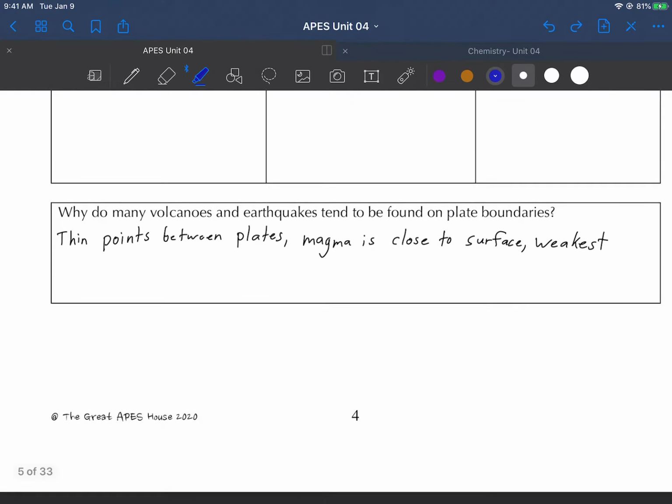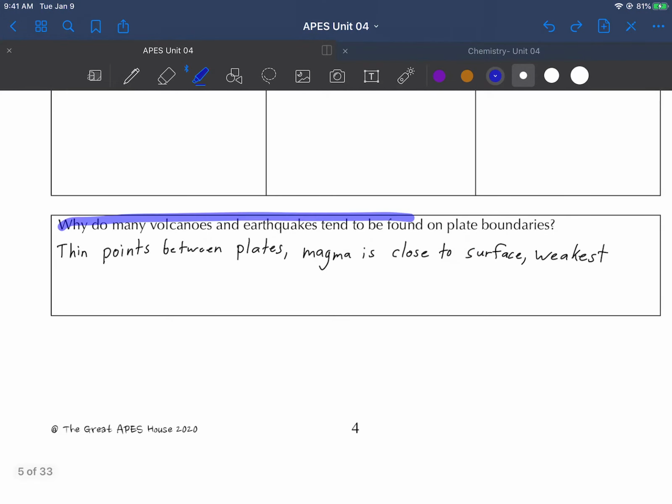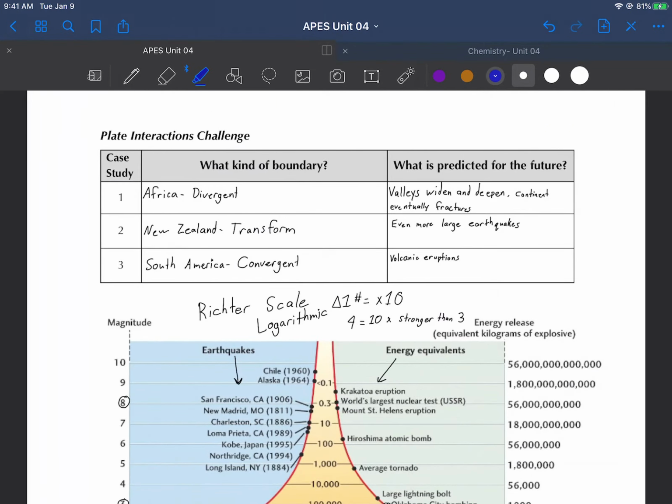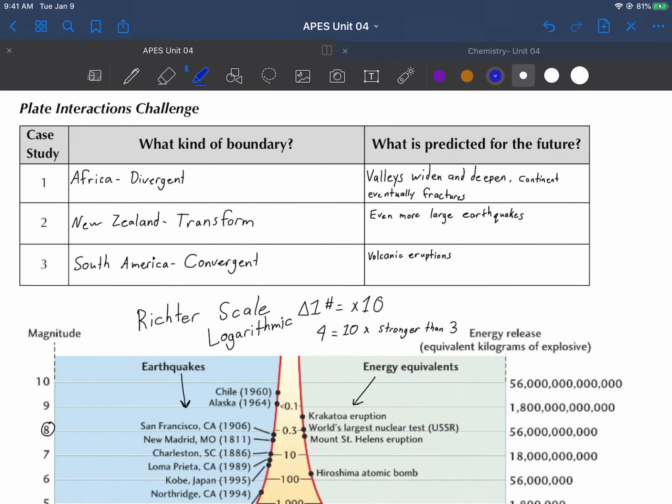Okay, that's enough. And then why do volcanoes and earthquakes tend to be found on plate boundaries? It's thin, weak points between plates. Magma is close to the surface. Good times. All right. Then we had some case studies.